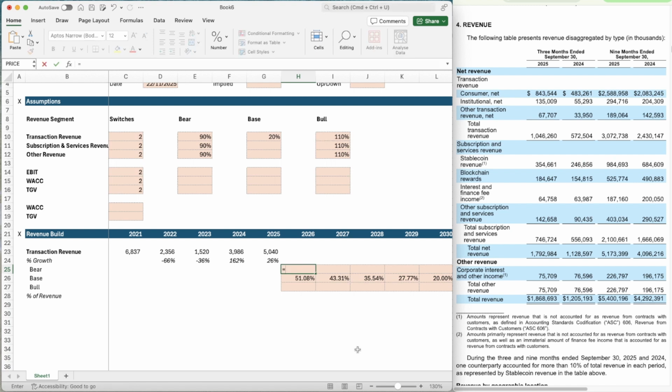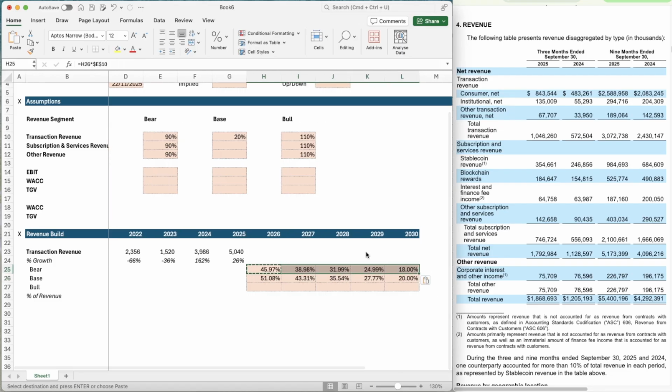To work out the bear case scenario growth rate, you take the base and multiply it by the bear scenario, which is 90% of the 20% of the base. Lock this in, because we're going to pull it along. And do the same with the bull. Lock it in. Pull it along.